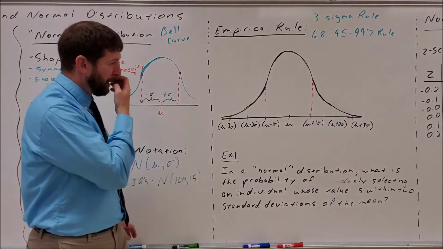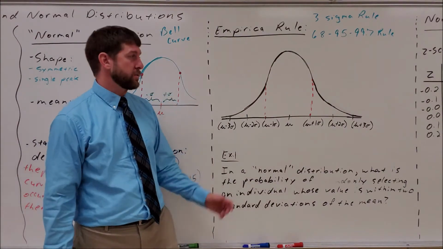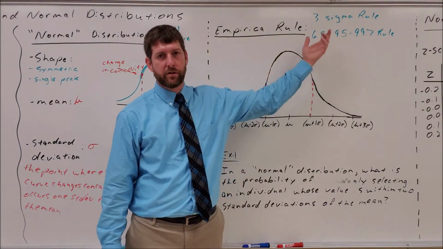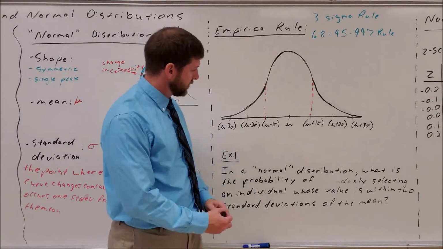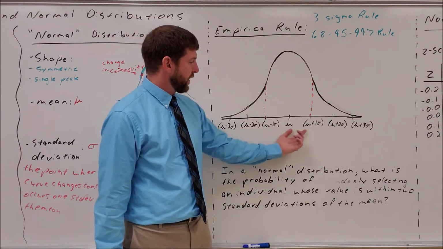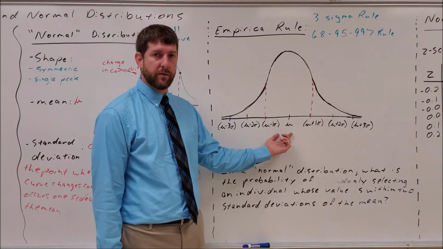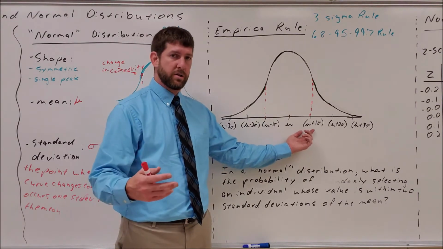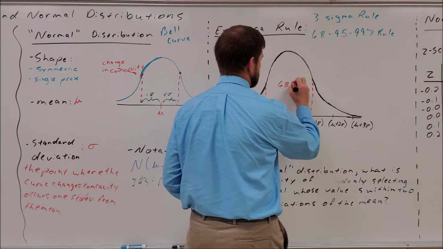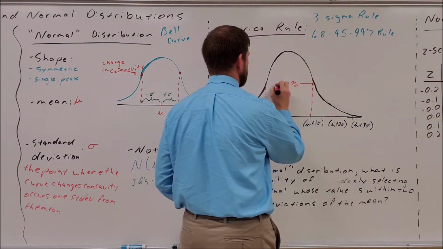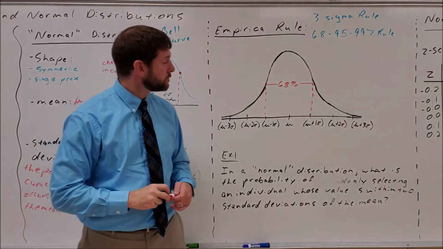99.7 rule. The reason we call it that is because those 3 standard deviations are really divided into those proportions. So what does the rule say? The rule says that if I am within 1 standard deviation of the mean, so if I go 1 standard deviation to the right and 1 standard deviation to the left, 68% of my data should fall in that interval right there.